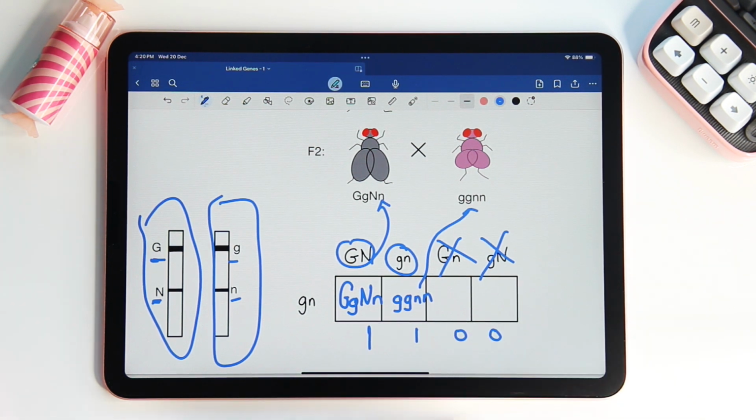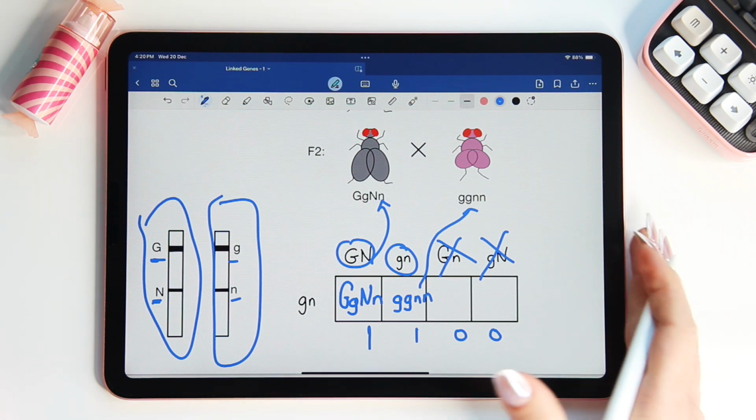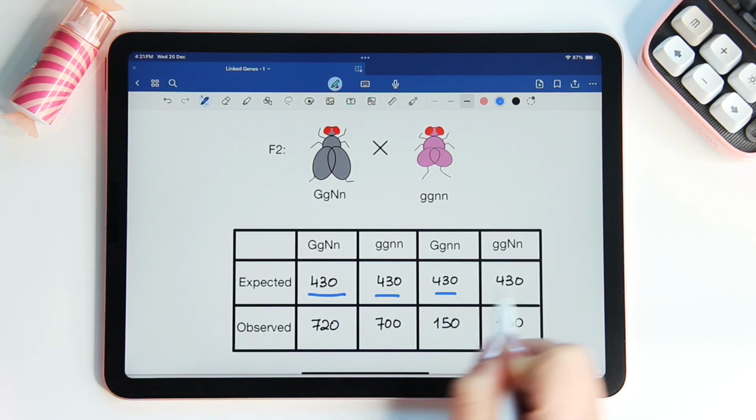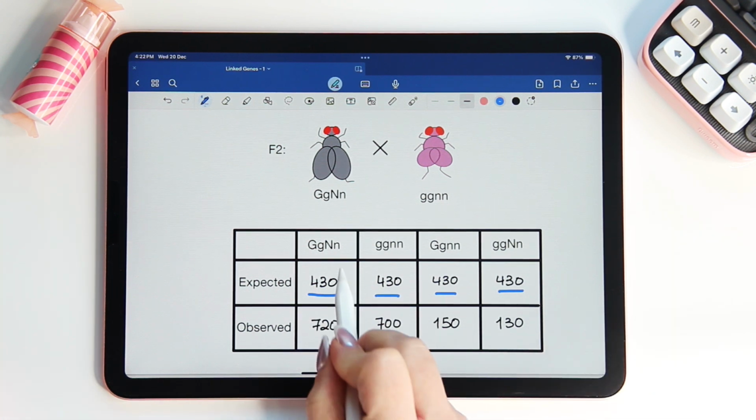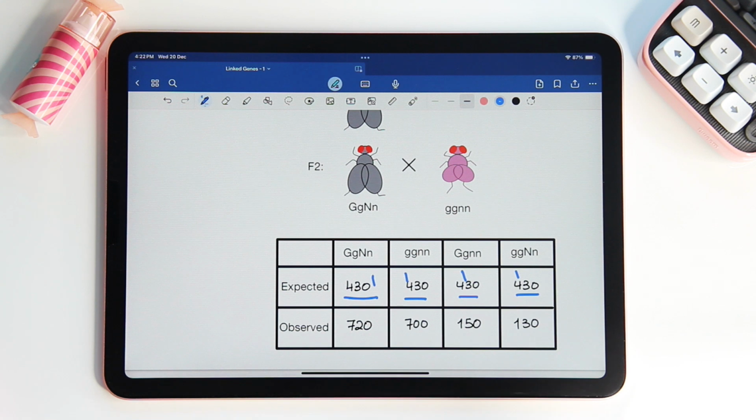0. Now let's go back to the results of the question we have and look at the numbers or ratios of the offspring. These expected numbers are what we expect to see, considering that the genes are on different chromosomes. Okay, like we just saw in the first scenario, we get a ratio of 1, 1, 1, 1. If we calculate the ratios for observed, we can clearly see it will not be 1, 1, 1, 1.